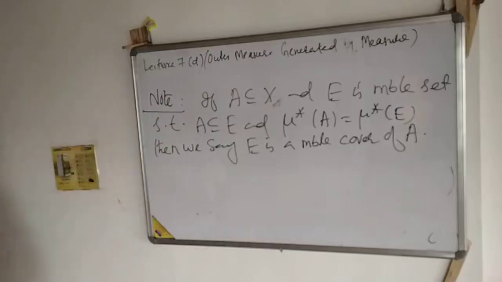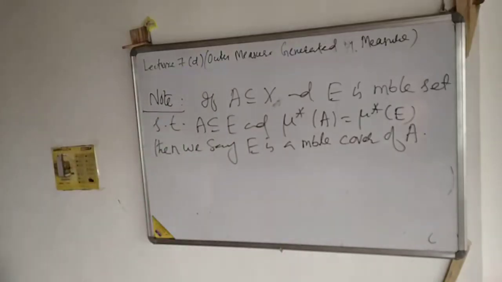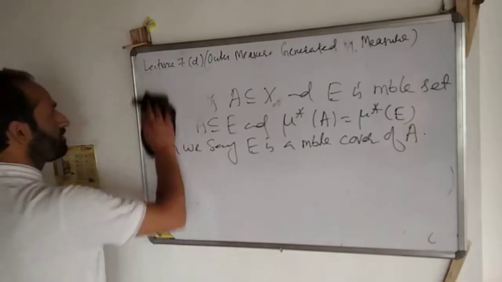So a measurable cover always exists by the previous theorem. Next we give some examples of non-measurable sets, the sets which are not measurable.